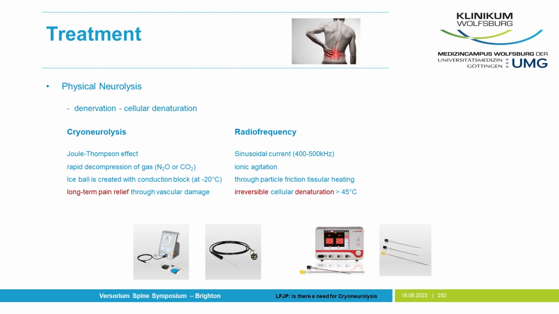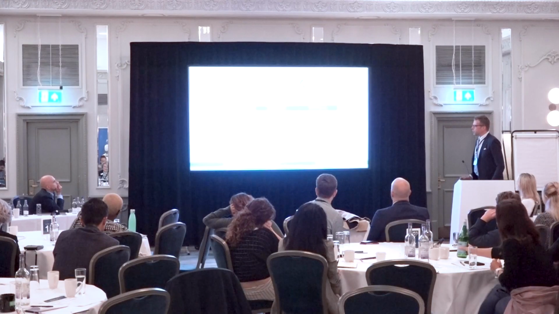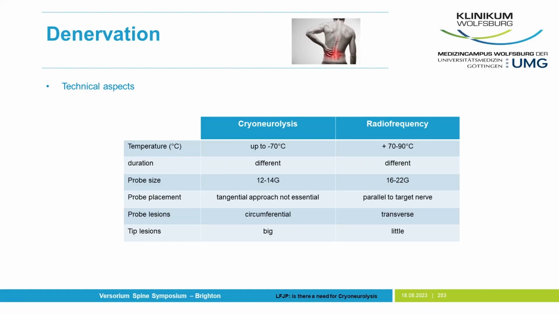By the radiofrequency, an ionic agitation leads to friction and tissue heating, which leads to irreversible cellular denaturation at about 45 degrees. There are a lot of different aspects, even for the temperature. For the duration, there are a lot of studies doing 60 seconds, 90 seconds, 120 seconds, pulse radiofrequency maybe for a pulsed cycle for 30 seconds. So you have a very, very wide range, even for the size of the probes.